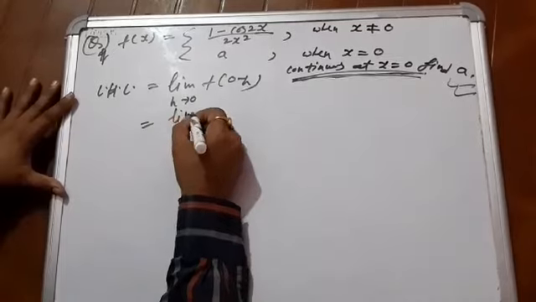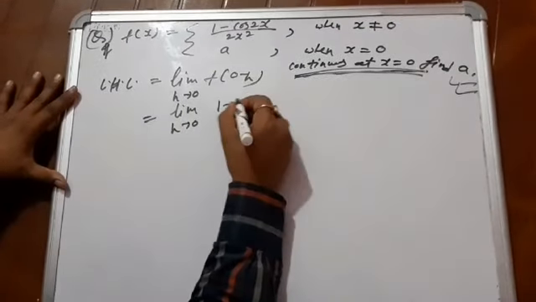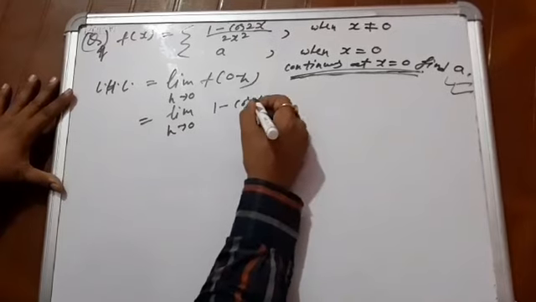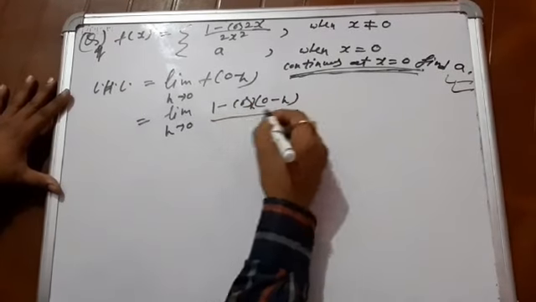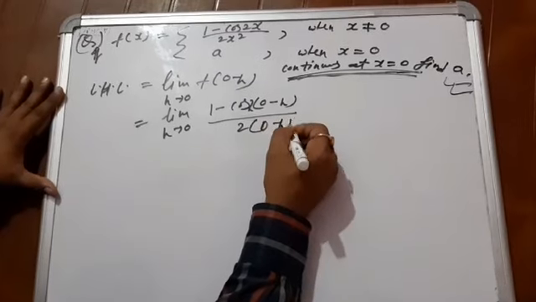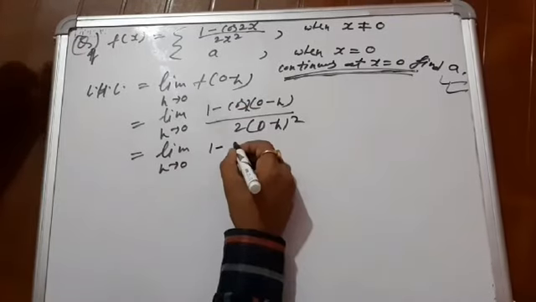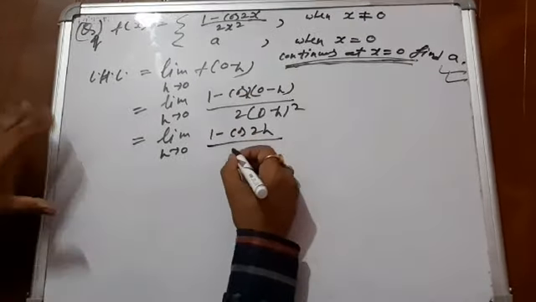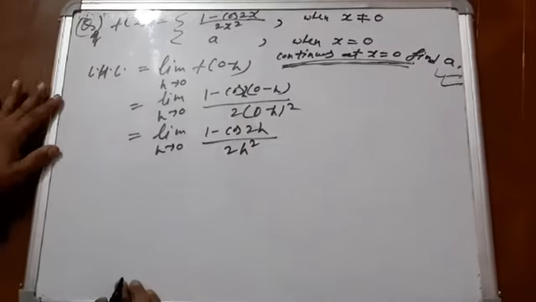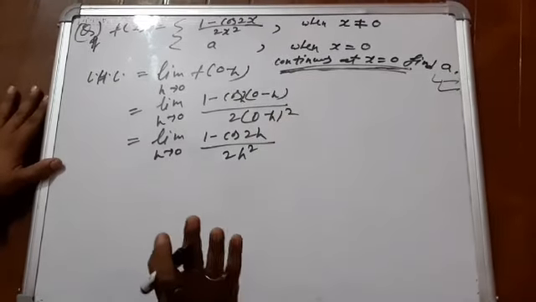At first find out LHL. It is limit h tends to 0, the test point is 0, f(0 - h). So it becomes limit h tends to 0 of 1 - cos 2(0 - h) over 2(0 - h)^2. Here it becomes limit h tends to 0 of 1 - cos 2h over 2h^2. Now listen.